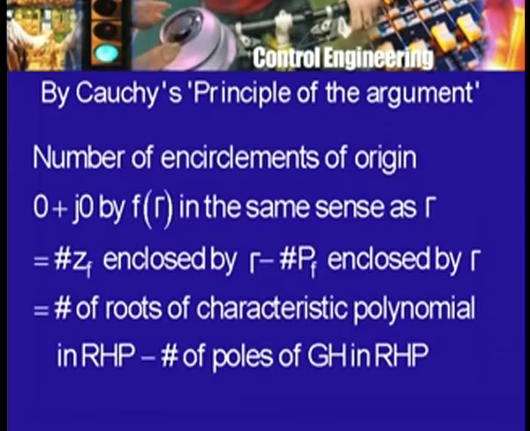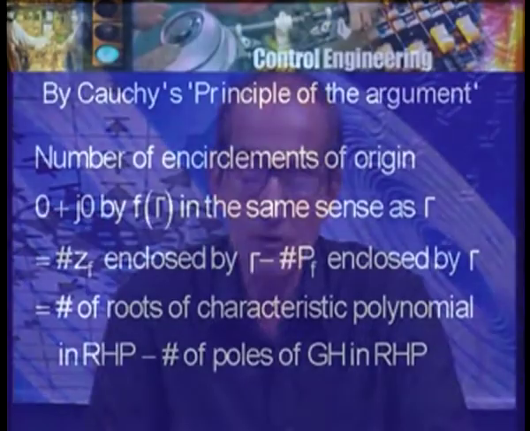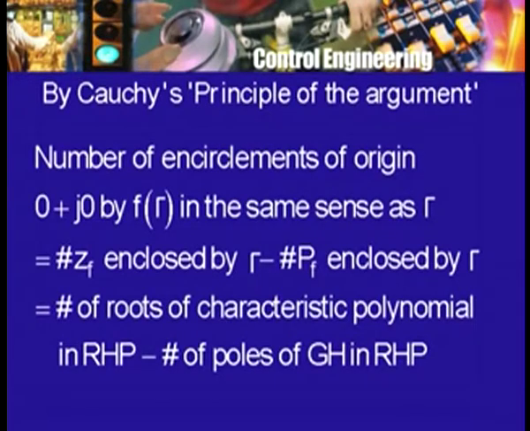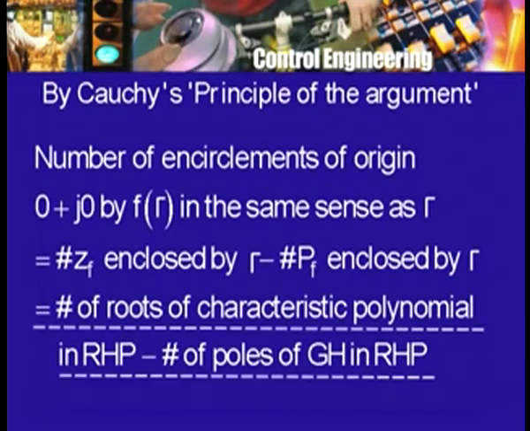Now in many practical situations, the loop transfer function GH, that is the transfer function G as well as the transfer function H, do not have any pole in the right half plane, that is, they are stable usually as they are. In very exceptional cases, and such exceptional cases occur in aerospace engineering, GH may have poles in the right half plane. If so, then we have to count them and include them here. So the number of encirclements is equal to this difference, number of roots of the characteristic polynomial in the right half plane minus the number of poles of GH in the right half plane.